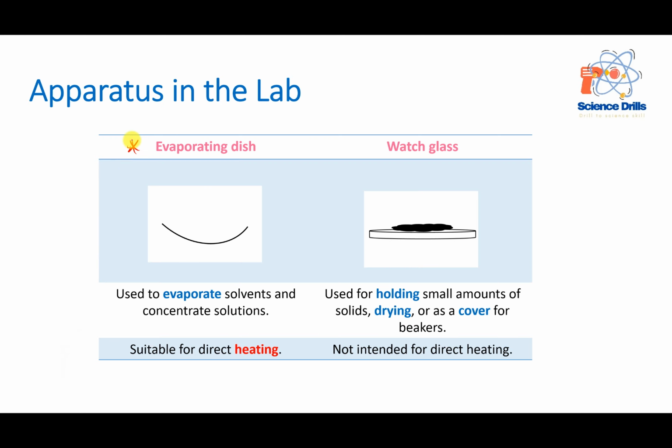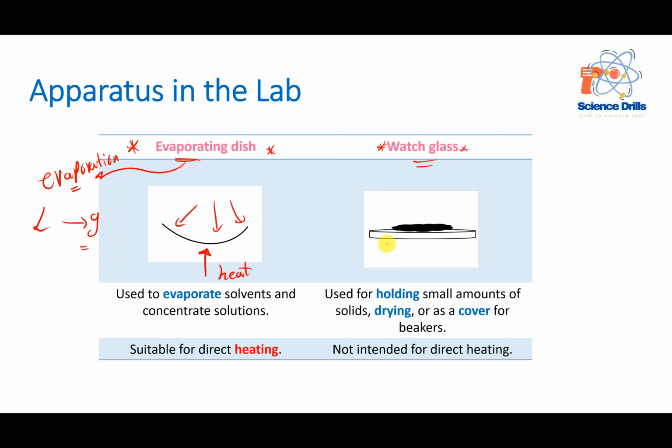Let's move on to the evaporating dish and watch glass. From its name, the evaporating dish is used for evaporation, which is a process to change liquid into gas. It has a large surface area, so it's very helpful in evaporation. It's also suitable for heat, so sometimes you will find an arrow and below it heat, so it's suitable for heat.